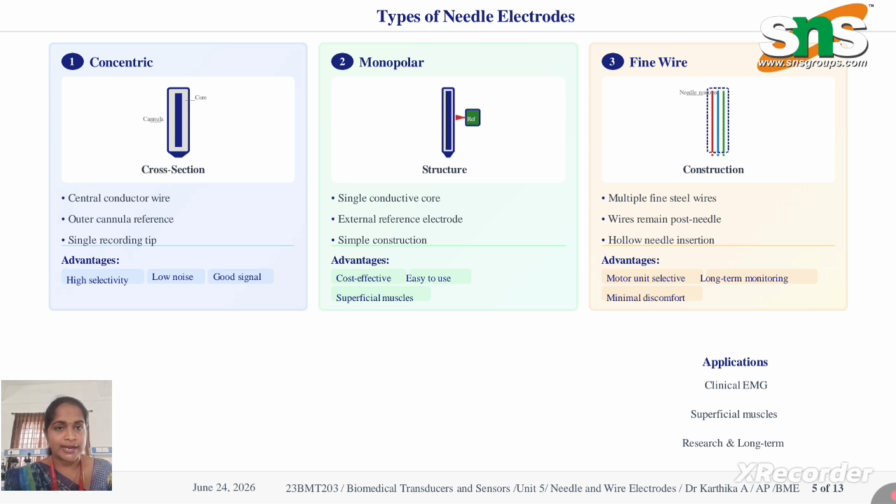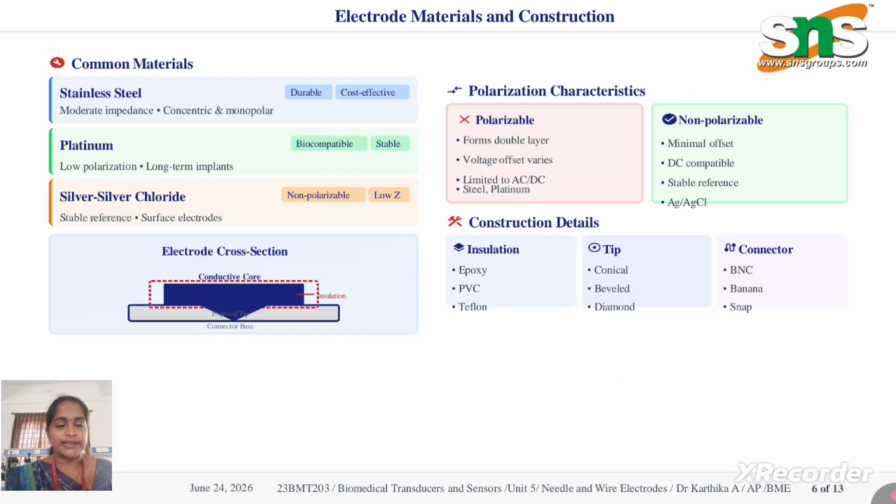Here the advantages are high selectivity, low noise, and good signal. Monopolar is cost effective, easy to use, and involves superficial muscle applications. Fine wire has advantages like motor unit selectivity, long-term monitoring, as well as minimal discomfort. See the electrode materials and construction.